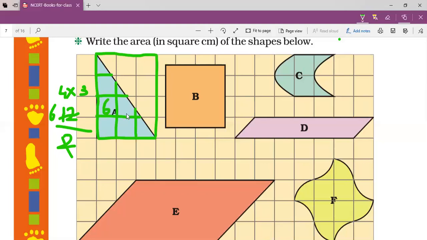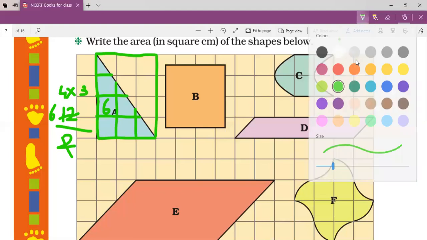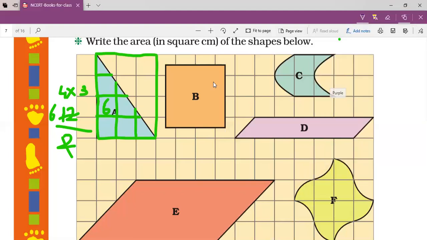Understood how I got the answer? Now let's see the next part, next shape, B. First of all, draw the grid lines, which is very important. Only then will you understand how we will find the area of that shape.